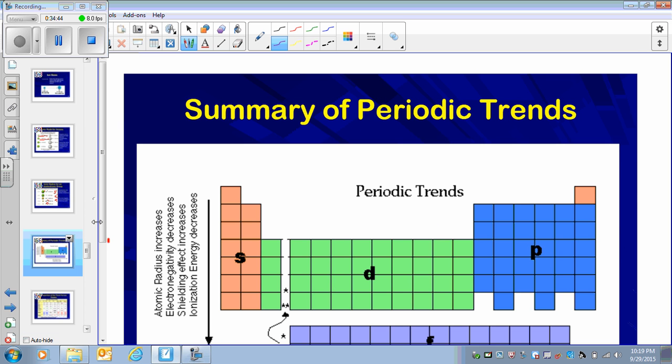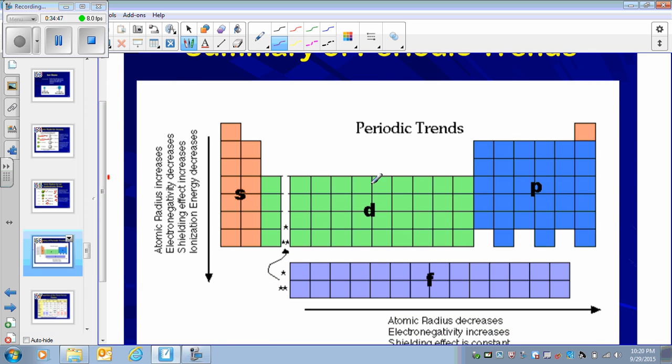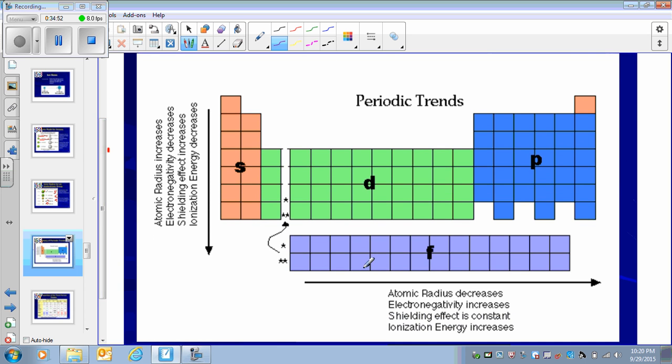Here it is. Periodic trends. This is the periodic table. As you see, the atomic radius will decrease across and atomic radius will increase down. The shielding effect does not change across, and the shielding effect increases down. Whereas electronegativity and ionization energy are opposite to the radius. If radius is decreasing across, they both will increase. And if radius is increasing, the electronegativity and ionization energy both will decrease. This is a general trend that you need to know.